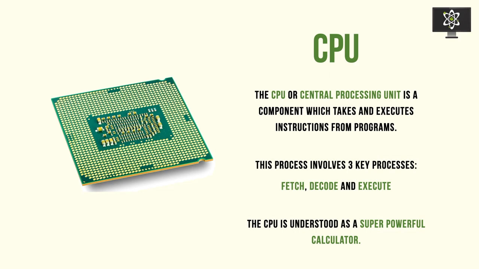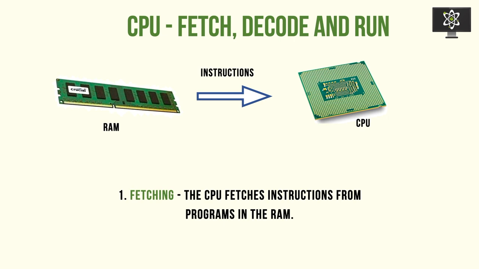From whatever is decoded to the execution stage, the CPU essentially calculates machine code. It is given instructions by the RAM to calculate machine code. It's a very, very powerful calculator. And let's look at the CPU cycle, the fetching, decoding, and running processes. These are the three main processes that take place at the CPU.